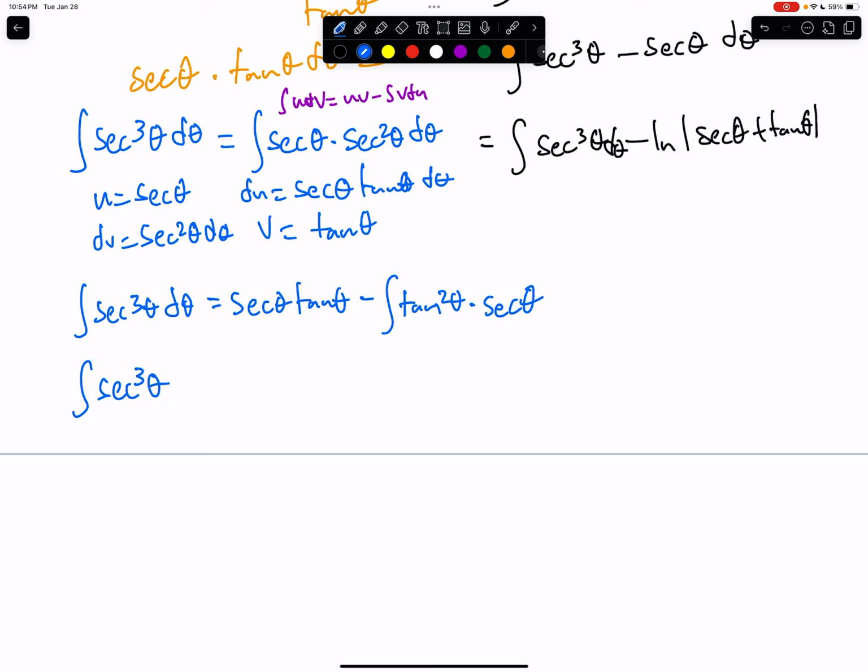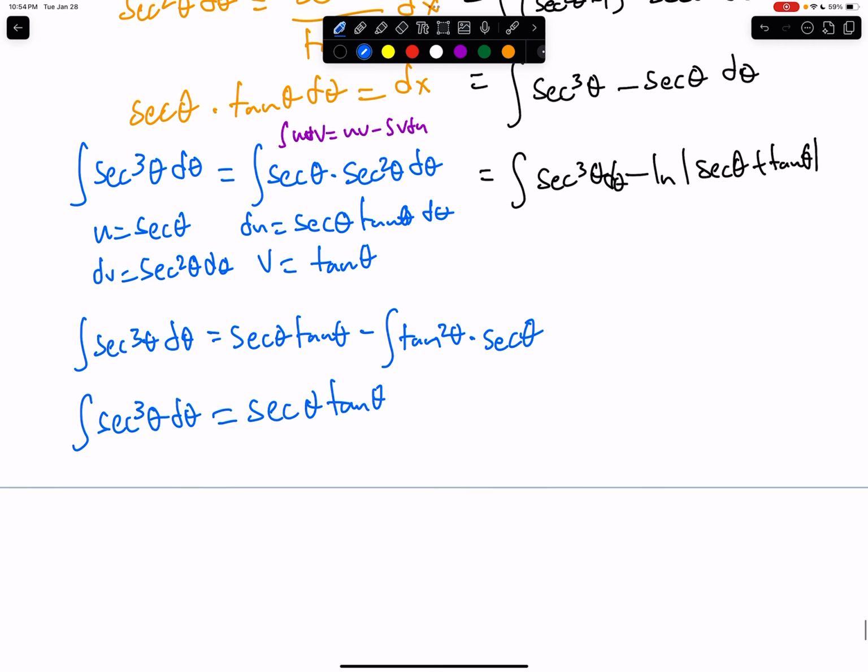So the integral of secant cubed of theta d theta equals secant of theta tangent of theta. And again, what I may be doing may seem inefficient, so I apologize. If you have a better way of doing this, let me know in the comments. This is just what came to me in my head. So this will be minus the integral of secant cubed of theta d theta minus ln absolute value of secant of theta plus tangent of theta.